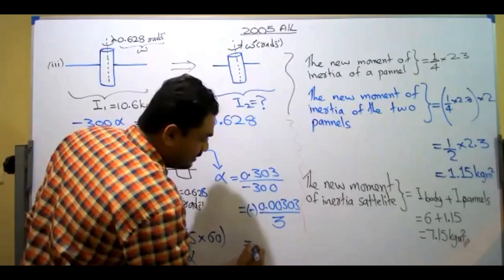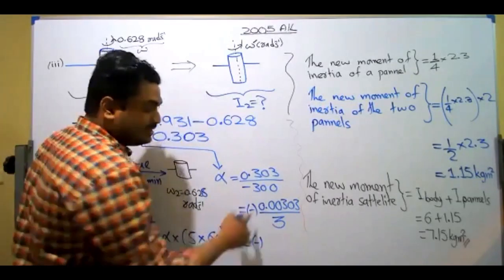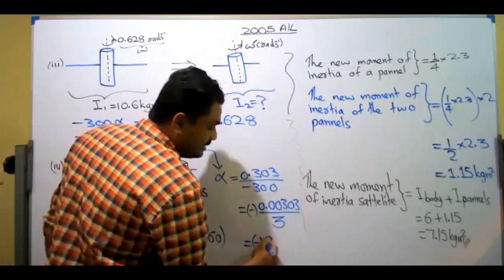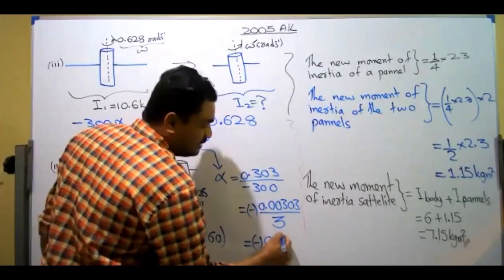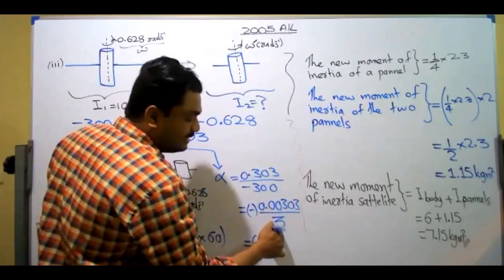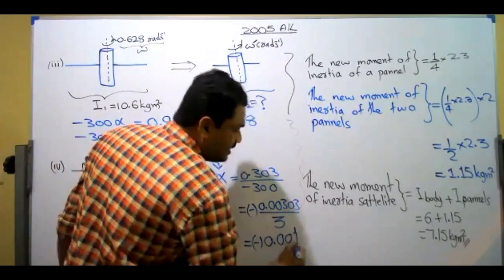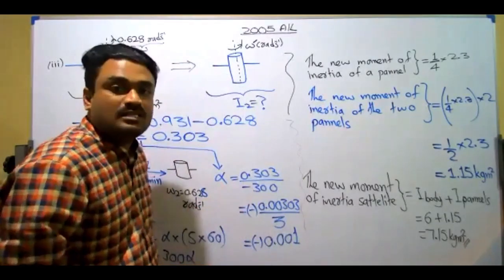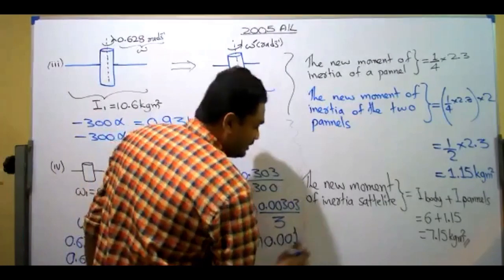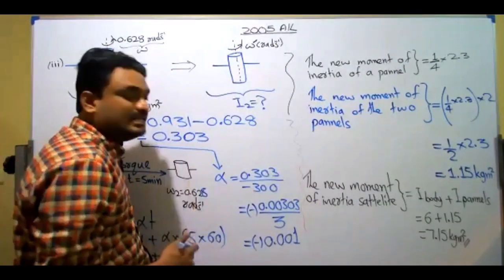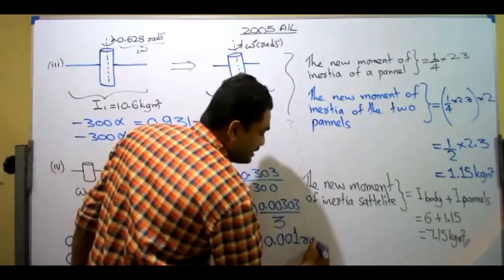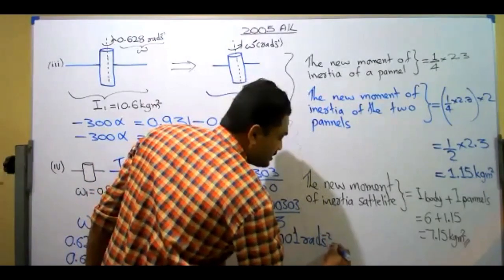So finally you get minus 0 divided by 3 is 0. 0 divided by 3 is 0. 0 divided by 3 is 0. 3 divided by 3 is 1. Answer is enough up to 3 decimal places. Do not divide any further. Just stop with the third decimal place. So answer is radian per square seconds.